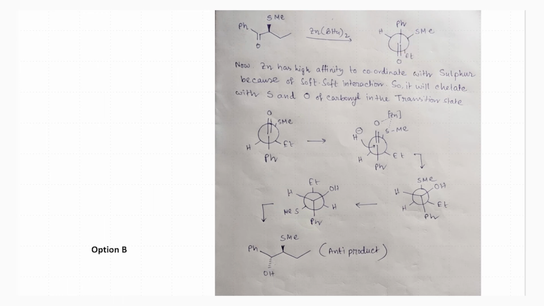Now, since zinc has a very high affinity to coordinate with sulfur because of the soft interaction, what we can predict is that the zinc is going to act as a chelating agent, and this chelating agent is going to form this sort of structure which is going to increase the reactivity of that particular conformation. So in that conformation, if the attack of hydride happens, then you're going to end up with this kind of a product where the OH is on the right, the hydrogen is on the left, and the remaining back carbon actually remains the same.